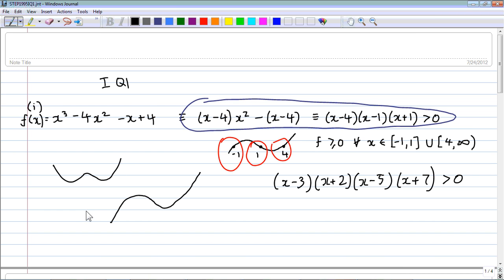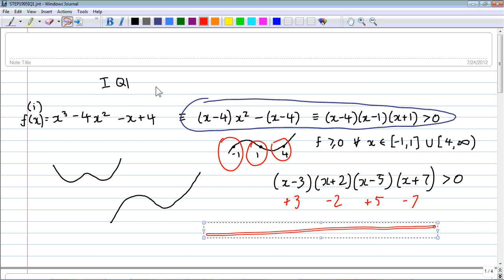But there's a non-graphical way to understand this, which is critical to this question, which is consider each of these points, these values of x, plus 3, minus 2, plus 5, and minus 7 as critical values. And think about the number line. Sorry, that's supposed to be a straight line. I haven't done this for a while, so I'm a bit inexpert right now.